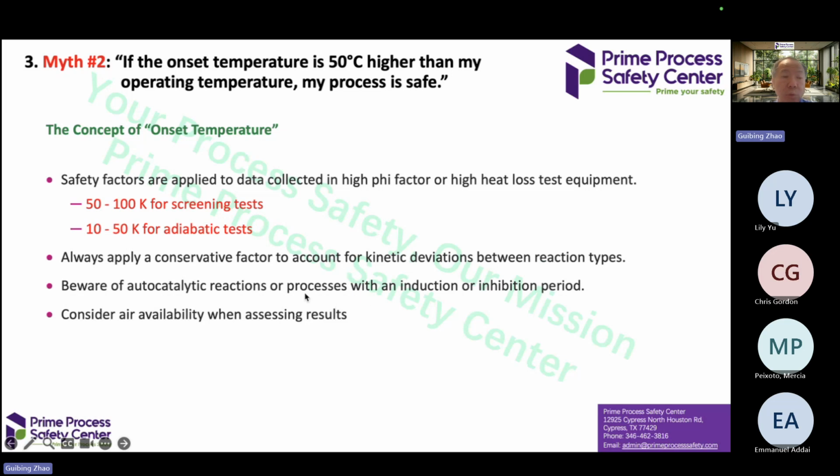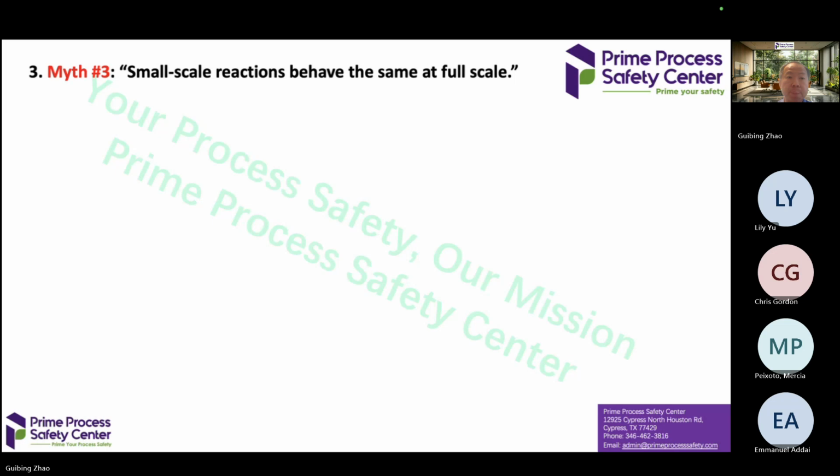So when we use onset temperature, we should always apply a conservative safety factor to account for kinetic deviation between different reactions. Also be careful, an auto-catalytic reaction can be very different, as we just gave an example before. Otherwise, assuming a small scale reactor behaves the same as full scale is a big mistake. Small scale is totally different from big scale.